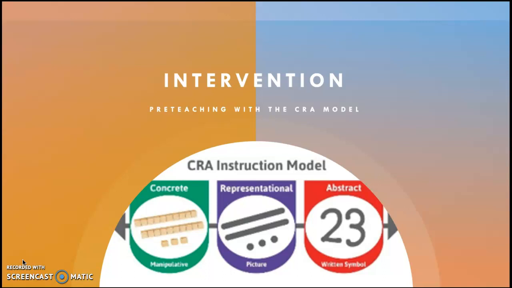Then we go into representational, which talks about pictures. Pictures are typically tally marks or dots. These take them one step farther from the concrete, making them a picture instead of something you can physically touch. And then finally, we move to abstract, where we actually start using numbers and symbols. As we can see, we've seen the number 23 in a concrete form with base 10 blocks, a representational form with a picture, and now an abstract form with just numbers. So again, the intervention was using the CRA model, but pre-teaching it before a unit.